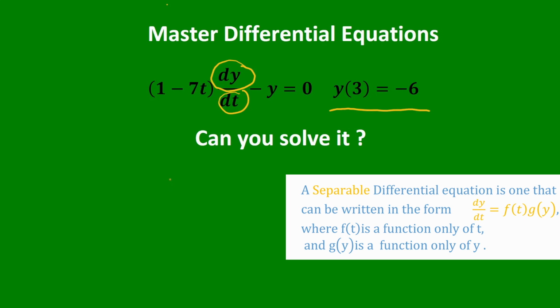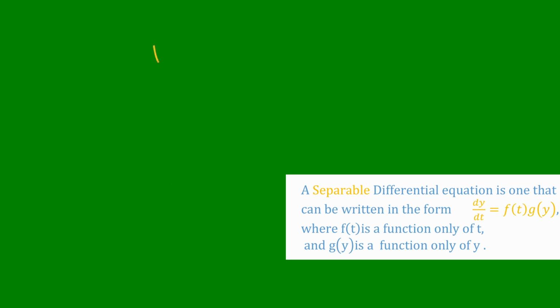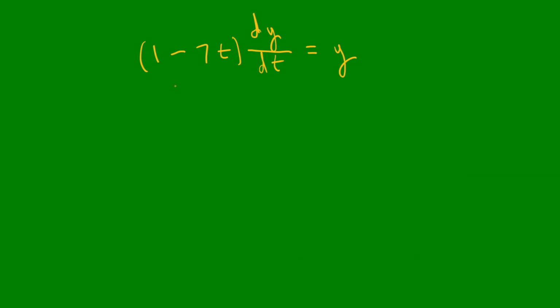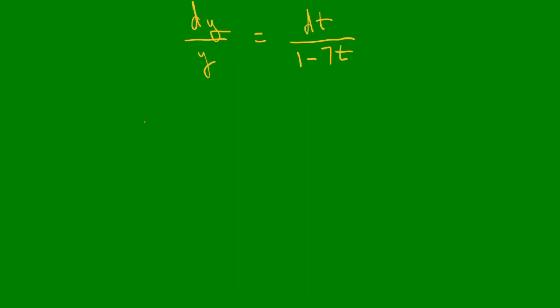Let's first put y on the other side of the equation. Next, we'll separate the variables. Put everything involving y on the left and everything involving t on the right. Next, we can integrate both sides of the equation.